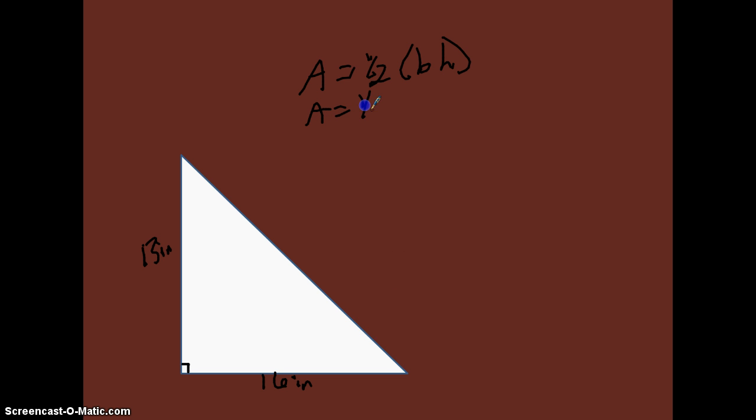Now, anytime you have a right triangle, this line is going to be your height. I always consider the base the line that is perpendicular to the line that makes up the height, so this will be our base. 16 is going to be our base, and 13 is going to be our height. So area equals half times 16 times 13.